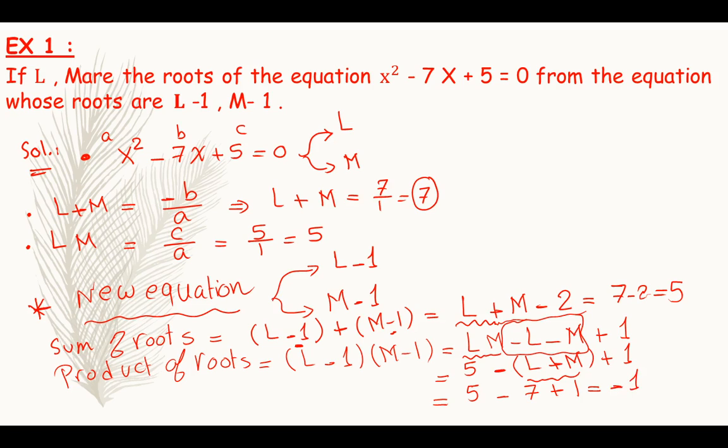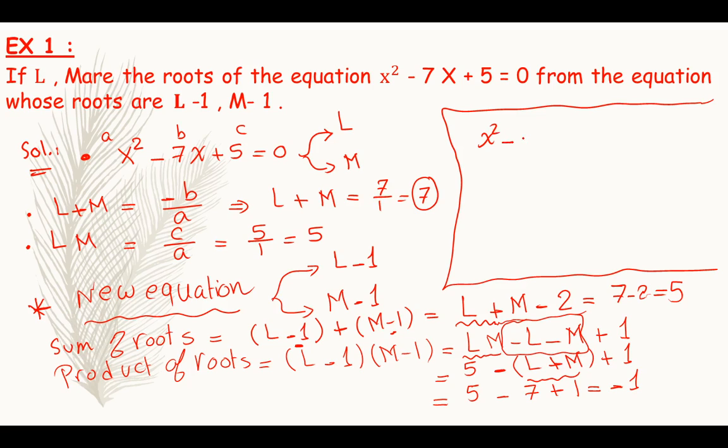So what is the form of the new equation? Here we can write the form of the new equation: x power of 2 minus sum of roots multiplied by x plus product of roots equals 0.